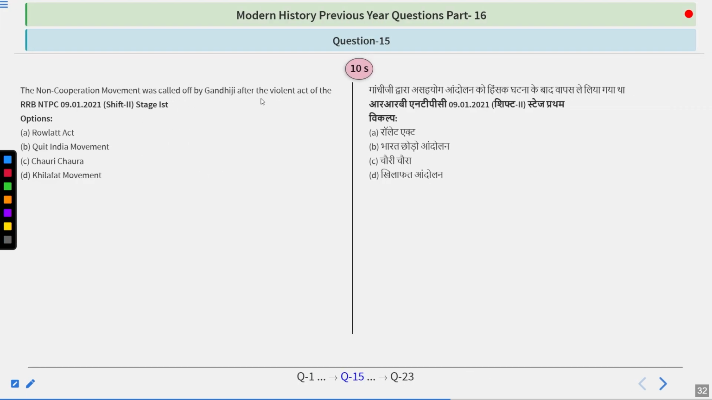The non-cooperation movement was called off by Gandhiji after the violent act of: Rowlatt Act, Quit India movement, Chauri Chaura, Khilafat movement. Think about it.